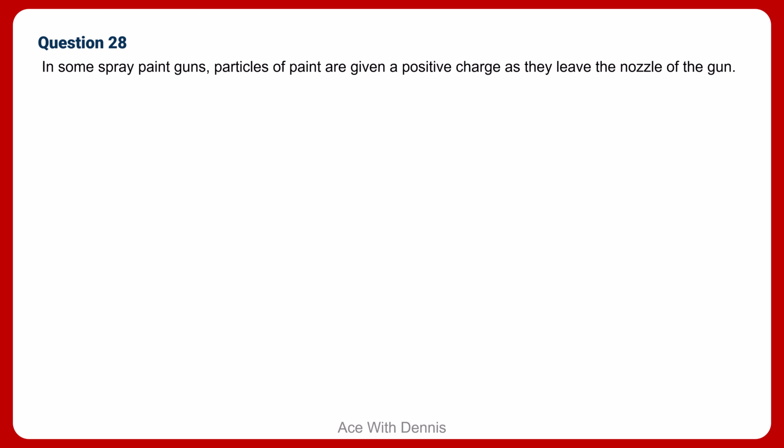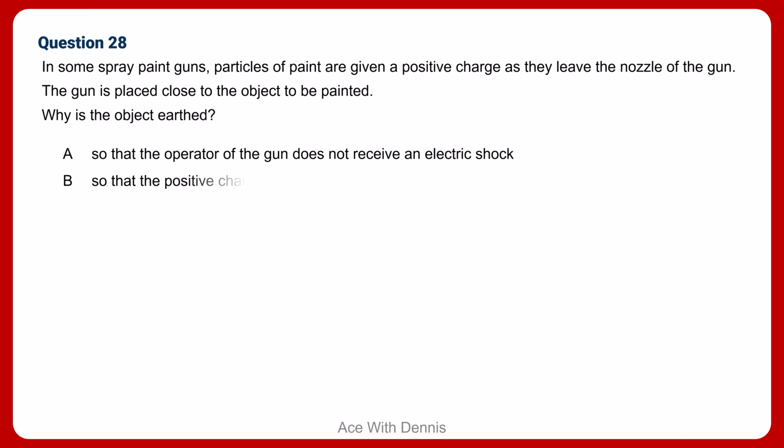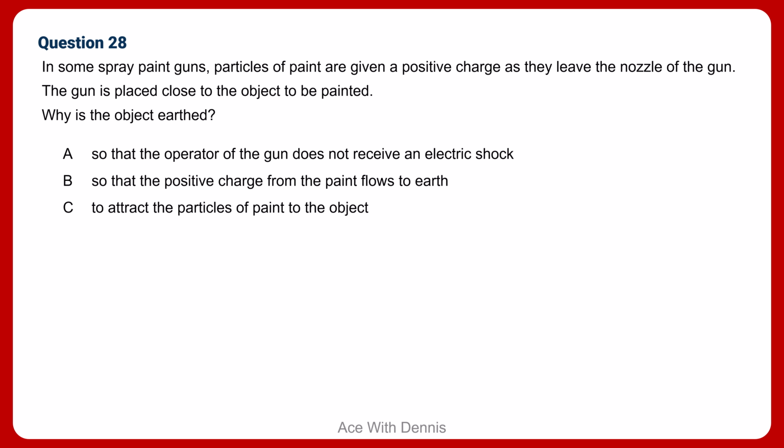Question 28. In some spray paint guns, particles of paint are given a positive charge as they leave the nozzle of the gun. The gun is placed close to the object to be painted. Why is the object earthed? A. So that the operator of the gun does not receive an electric shock. B. So that the positive charge from the paint flows to earth. C. To attract the particles of paint to the object. Or D. To repel the paint droplets so that they spread out.